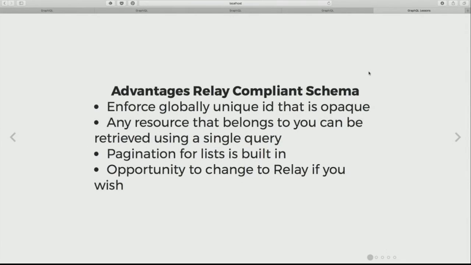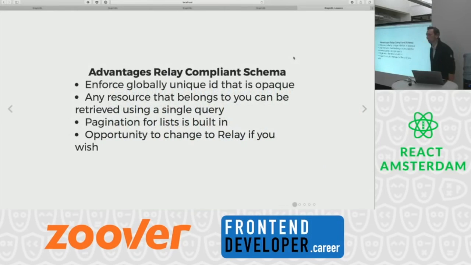So in a nutshell, what are the advantages, in our opinion, of implementing a relay compliant schema? It helps you to enforce globally unique IDs that are opaque, which makes client-side caching very easy. With this node field, you can query any resource that belongs to you using a single query, which is very helpful. Pagination for lists is built in. Well, it's not built in, but for example, if you're implementing it in JavaScript, you have this library called graphql-relay.js, and this library gives you a collection of helper functions, which makes implementing pagination a lot easier. And finally, you can switch to Relay if you wish. It's a popular library, so this makes sense.